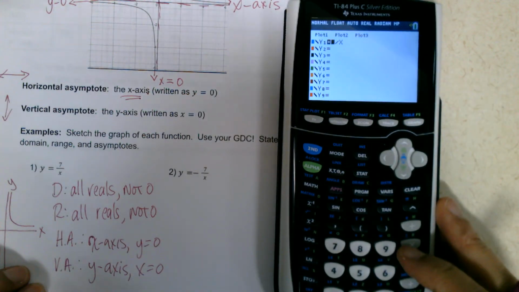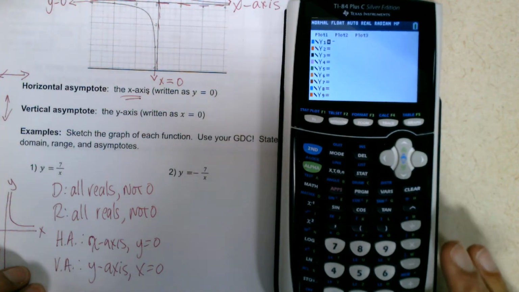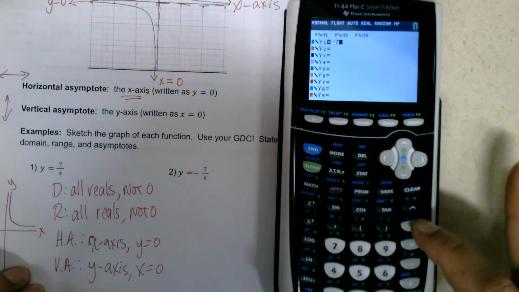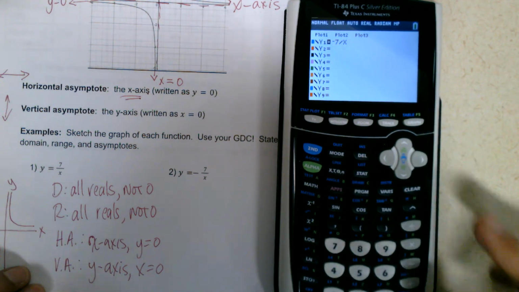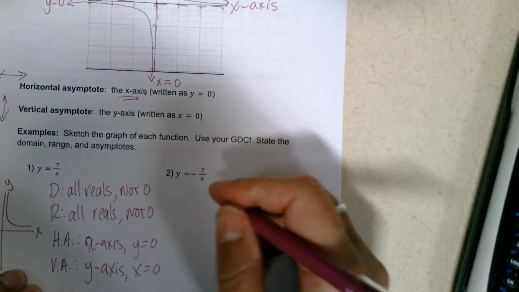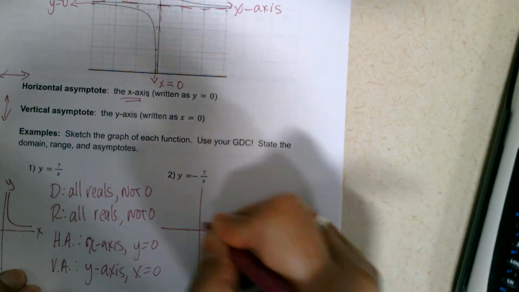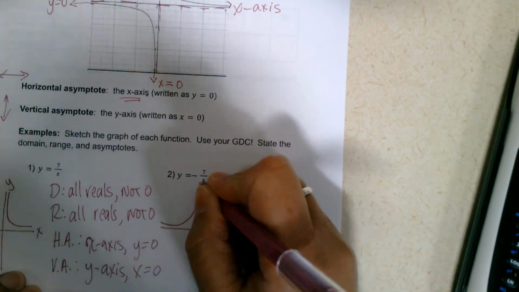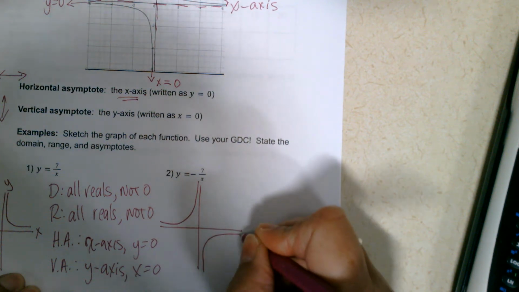Let's go back to our graphing calculator. Let's clear that out. Let's do negative now. Negative 7 divided by x. Let's push graph. Oh, look at that. Very interesting. So it's on the other side. Almost looks like it got flipped. So let's draw that in. So now it's in the second quadrant and the fourth quadrant.